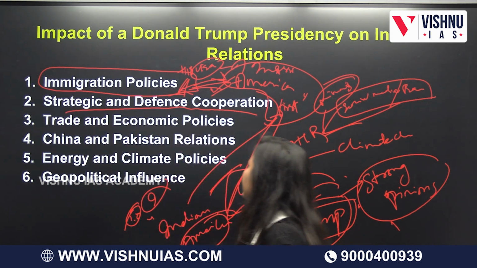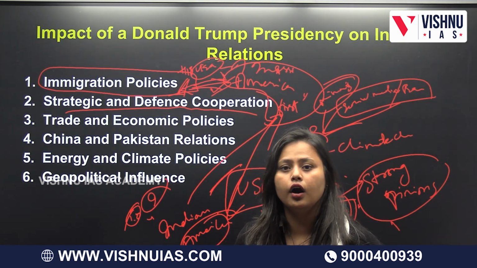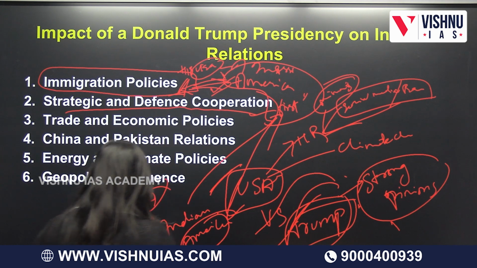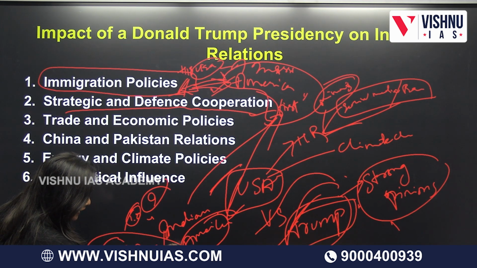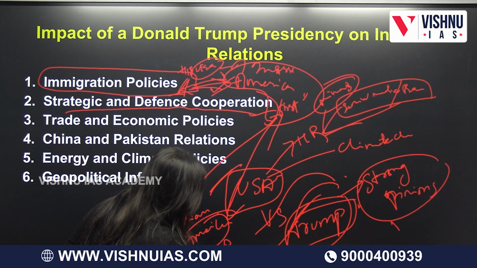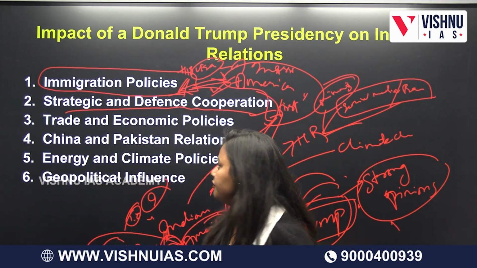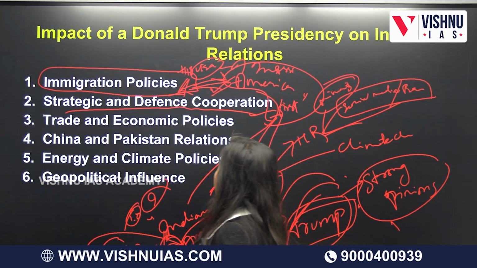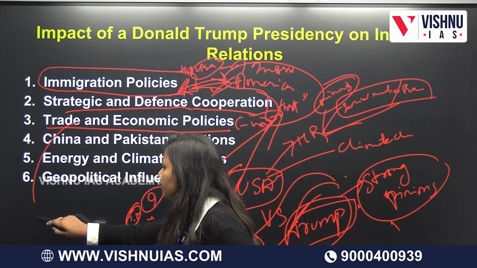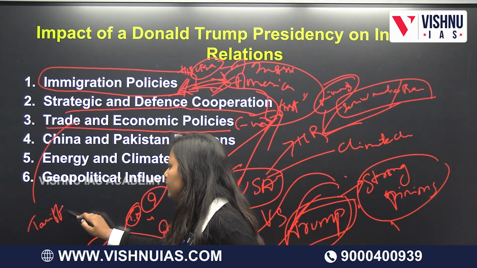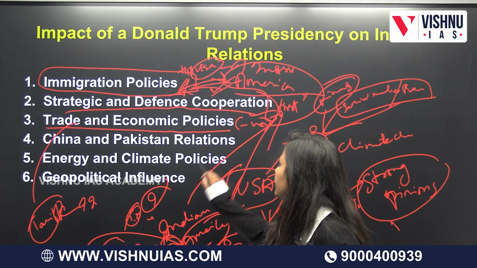Coming to the other things, strategic and defense cooperation. He has a very good record of defense cooperation, because we have seen in the recent past the COMCASA agreement. It is a security agreement as well, SA is security. And we have seen BECA. His policies like these show that he is okay to have defense cooperation with other countries. Again, trade and economic policies. Again, this is a negative point. He imposed tariffs on Indian goods because he gave importance to the America first kind of ideology.